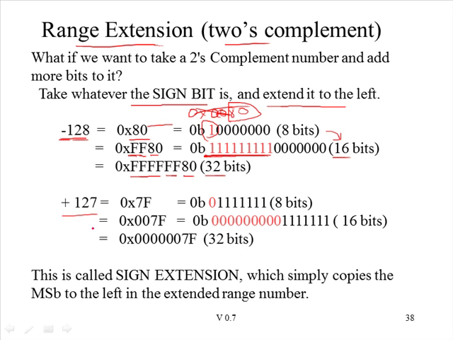For a positive number, we do the same thing. Here's a positive 127. It's a hex 7F. To extend that to 16 bits, we'll take that 0 and extend it out, and we'll get a 007F. This is called sign extension, and it simply copies the most significant bit to the left in the extended range number in order to preserve the sign.